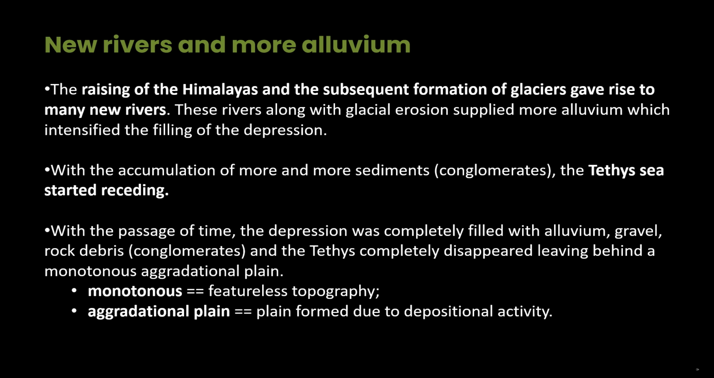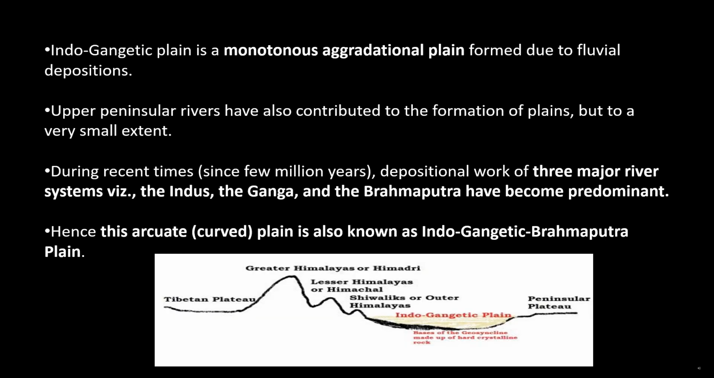Monotonous equals featureless topography. Aggradational plain equals plain formed due to depositional activity. The Indo-Gangetic Plain is a monotonous aggradational plain formed due to fluvial depositions. Upper peninsular rivers have also contributed to the formation of plains, but to a very small extent. During recent times, since a few million years, the depositional work of three major river systems, viz. the Indus, the Ganga, and the Brahmaputra, has become predominant. Hence this arcuate, curved plain is also known as Indo-Gangetic Brahmaputra Plain.